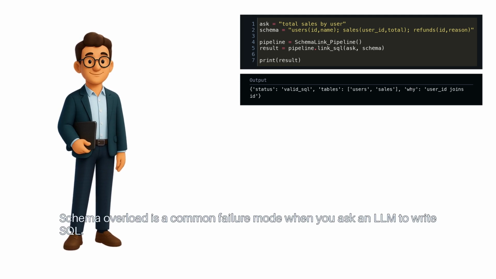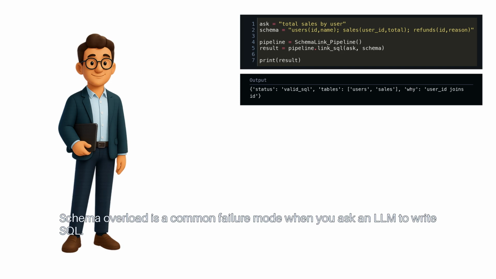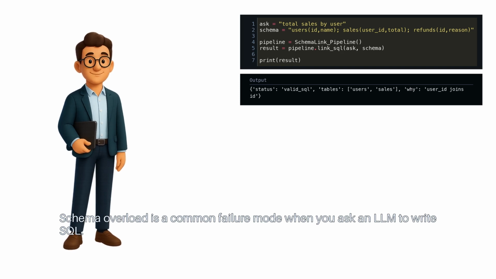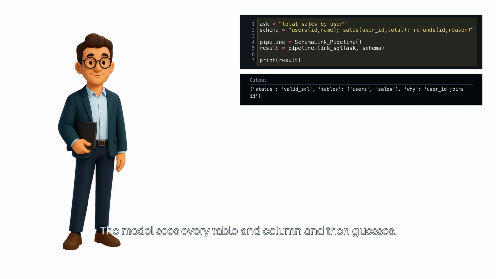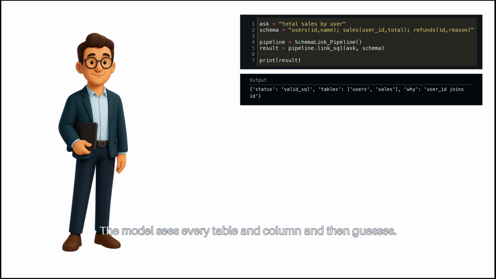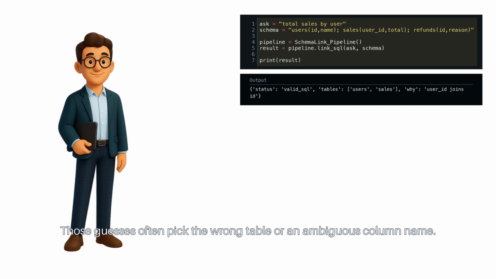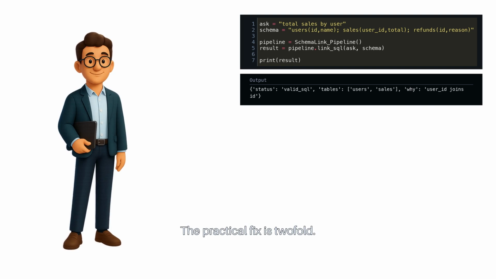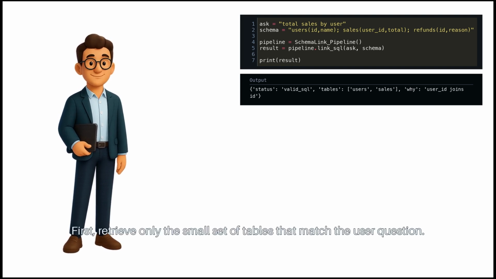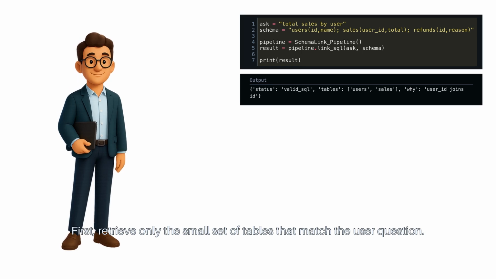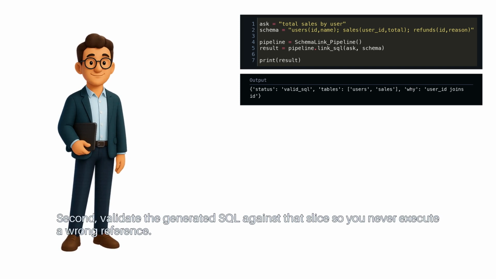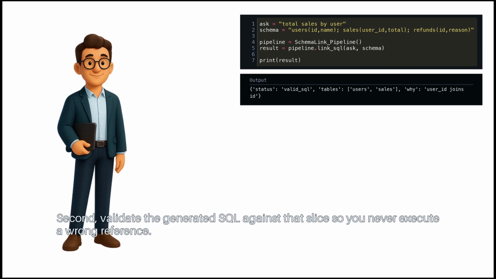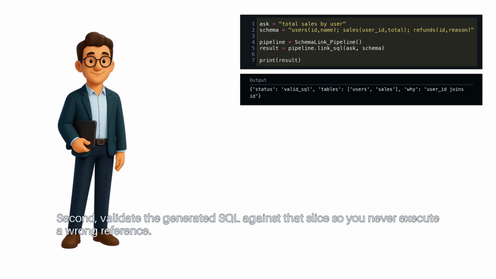Schema overload is a common failure mode when you ask an LLM to write SQL. The model sees every table and column and then guesses. Those guesses often pick the wrong table or an ambiguous column name. The practical fix is twofold. First, retrieve only the small set of tables that match the user question. Second, validate the generated SQL against that slice, so you never execute a wrong reference.